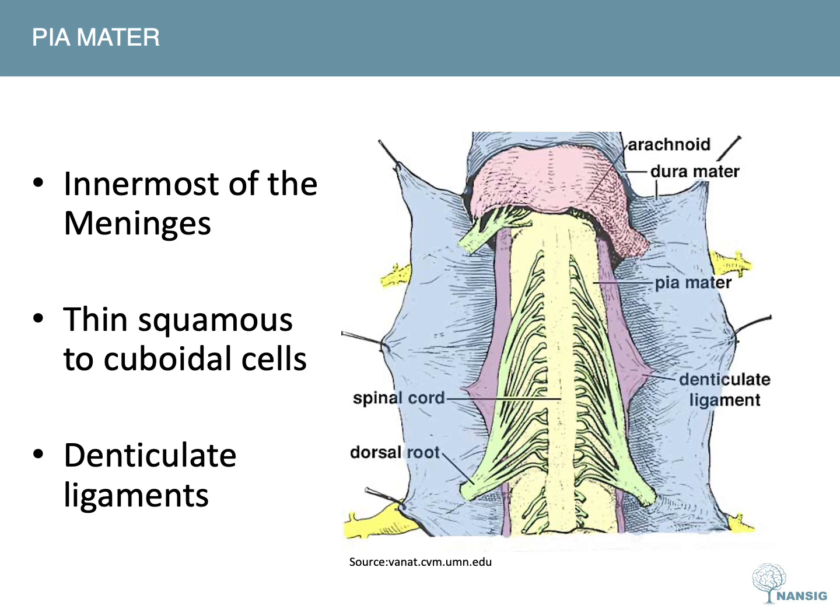The innermost meninx, the pia mater, is a thin, transparent connective tissue layer that adheres to the surface of the spinal cord and brain. It consists of thin, squamous to cuboidal cells with interlacing bundles of collagen fibers and some elastic fibers. Within the pia mater are many blood vessels that supply oxygen and nutrients to the spinal cord.